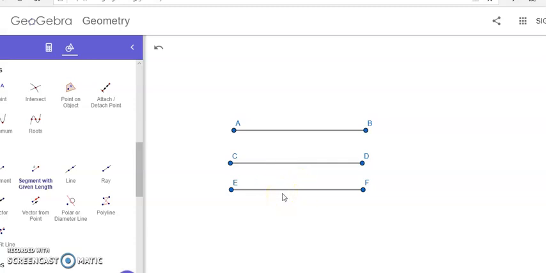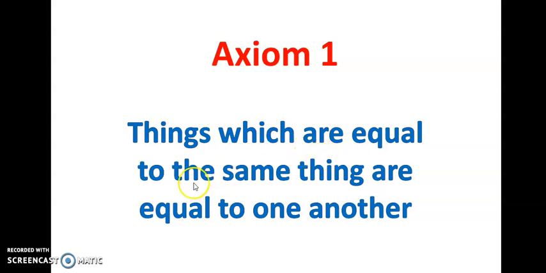Yes, we can say the line AB is equal to the line EF. Yes, from above these two examples, what can we conclude? Yes, things which are equal to the same things are equal to one another. Yes, here these two are the things which are equal to the same thing, CD. So these two lines are equal. This is what your axiom 1 says. Axiom 1 says things which are equal to the same thing are equal to one another. I hope you understood axiom 1.